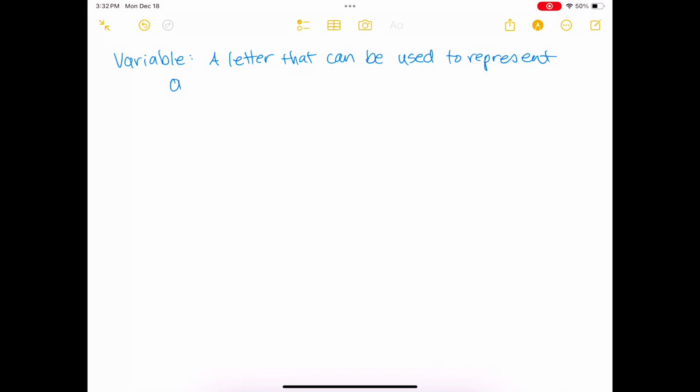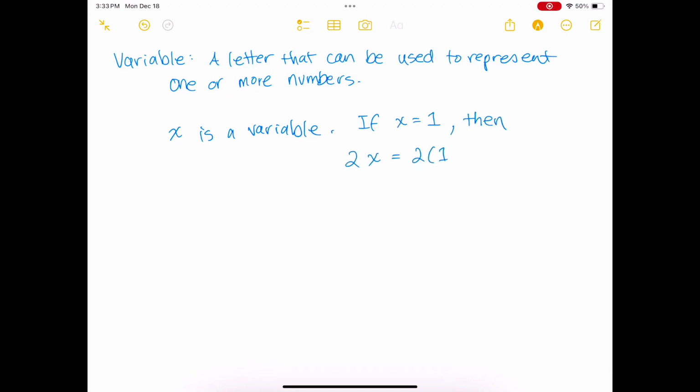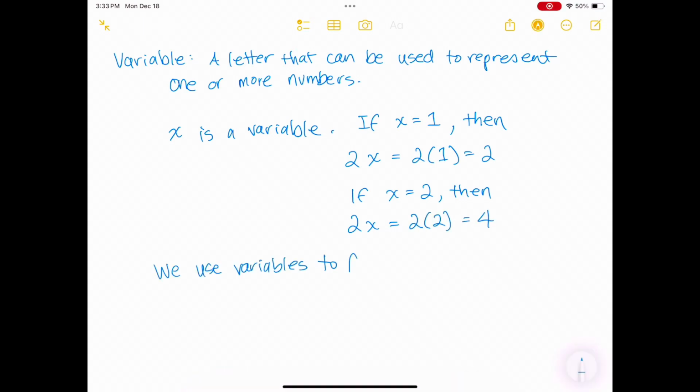A variable is a letter that can be used to represent one or more numbers. X is a variable. If x equals 1, then 2x equals 2 times 1, which equals 2. If x equals 2, then 2x equals 2 times 2, which equals 4. We use variables to form algebraic expressions and equations.